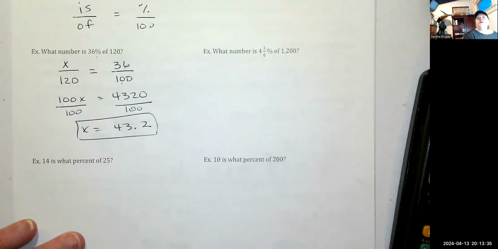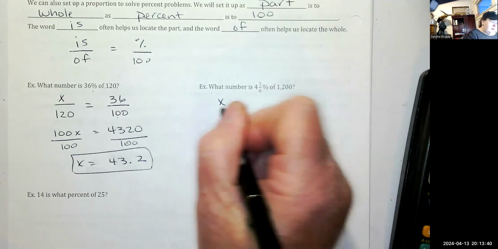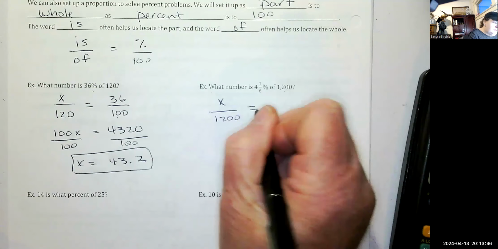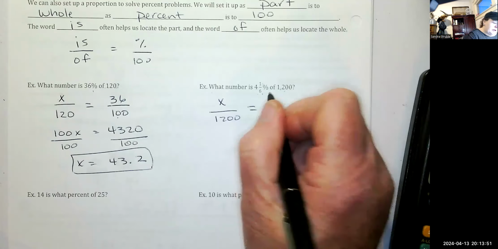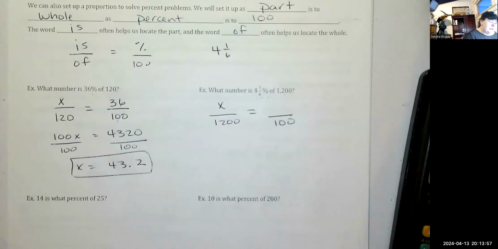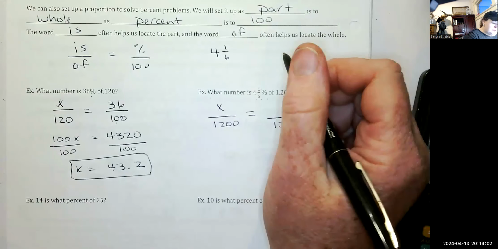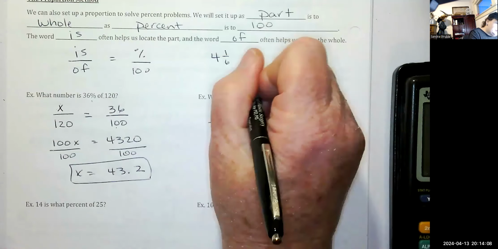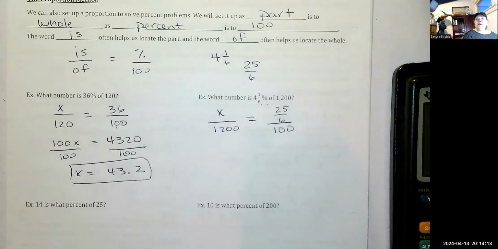Okay. For the next one, what number? That again is our X. "Of" is our 1200 equals, all right, then we've got 4 1/6%, which is going to be in our numerator over 100. I need to take that 4 1/6 and switch that to a fraction. I can't make it a decimal because 1/6 is not pretty. 1 divided by 6. Yeah, no. So 25 over 6 is what I'm going to have to do in my numerator. All right, cross multiplying. I'm just going to leave it there.